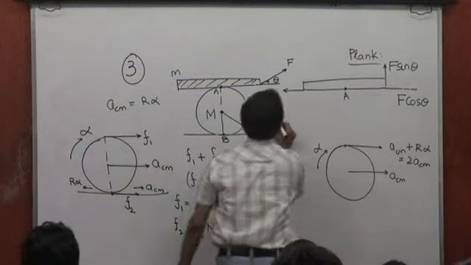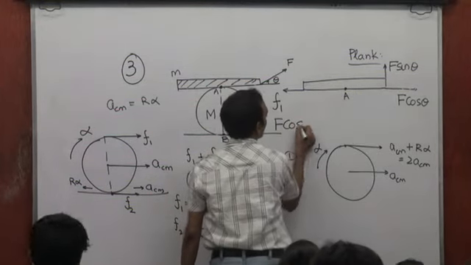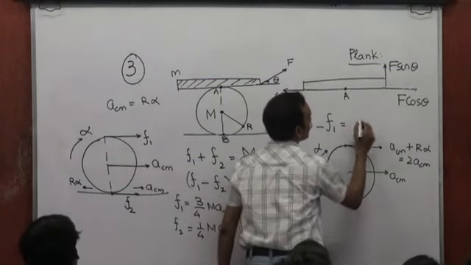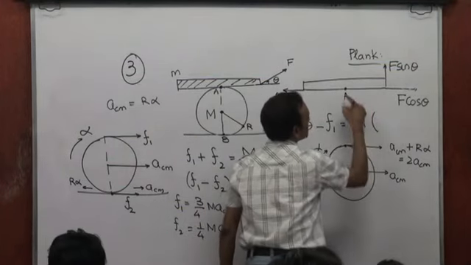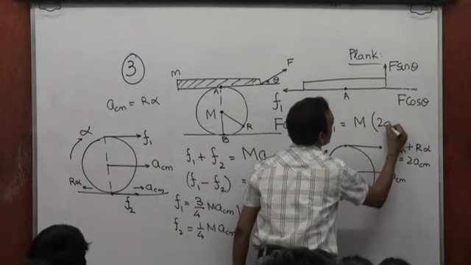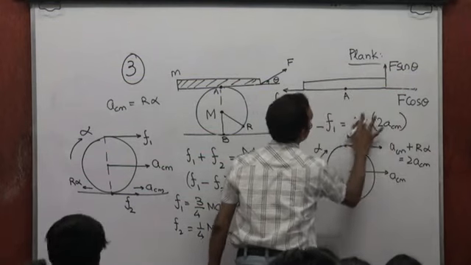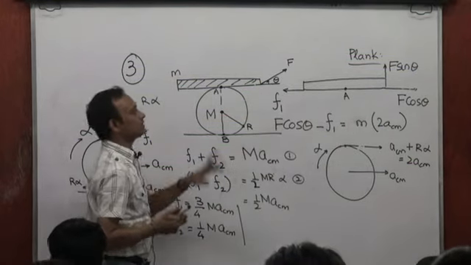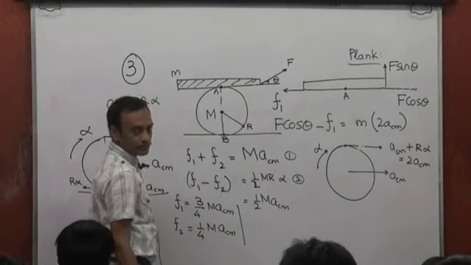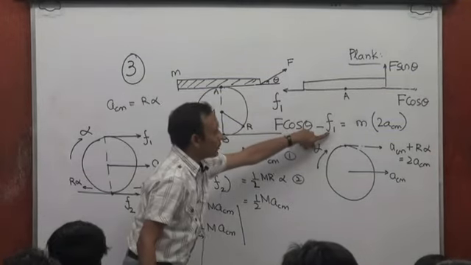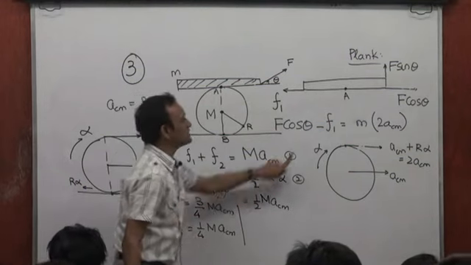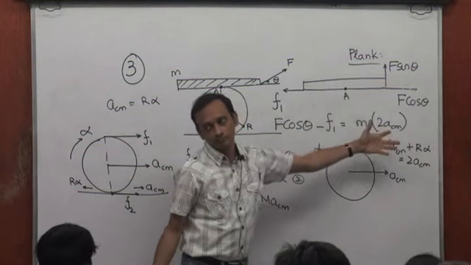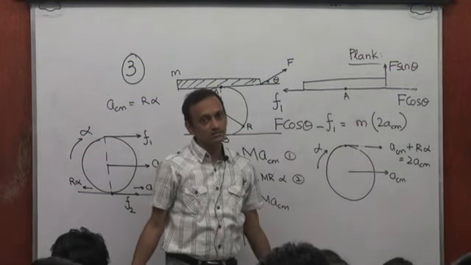So then we get F cos theta minus F1 is mass into acceleration of this point, which is 2 ACM. Small m in this case. The plank is small m and the cylinder is capital M. And all that you need to do is F1 is 1/4 MACM. You could plug in right here and solve for ACM. Got it? This is it.